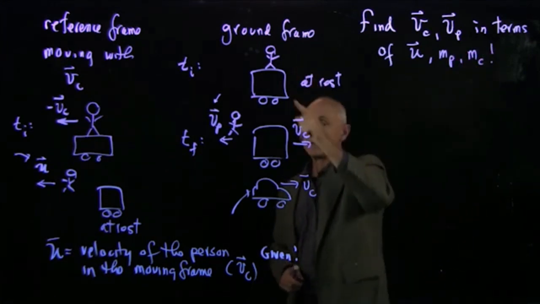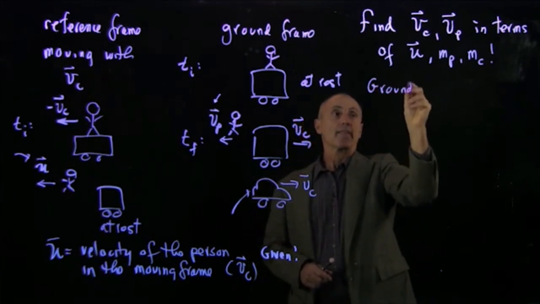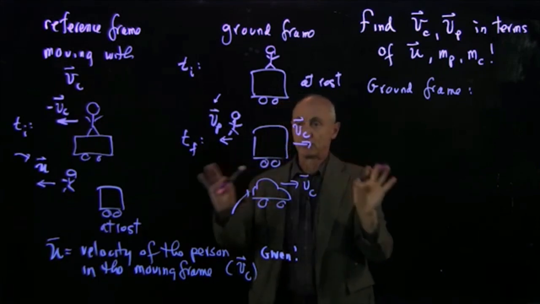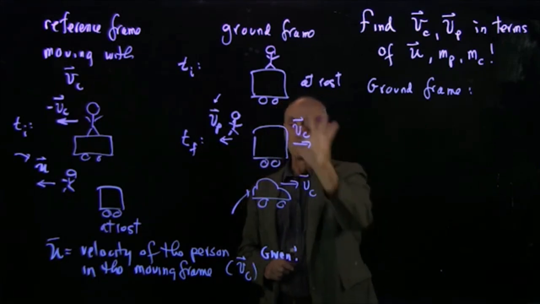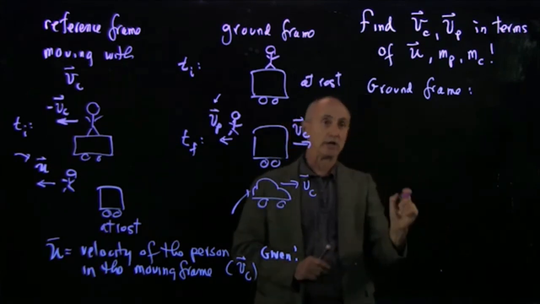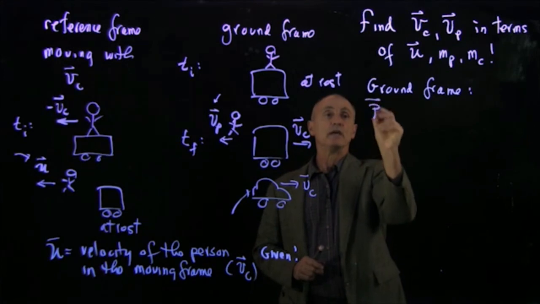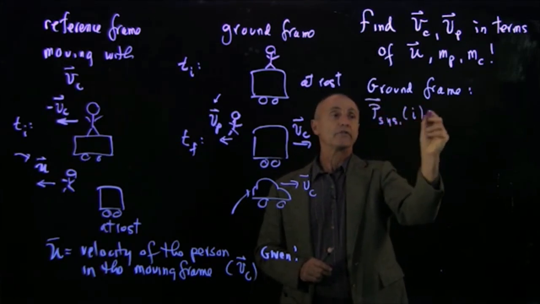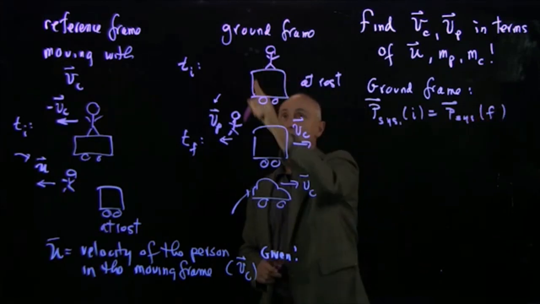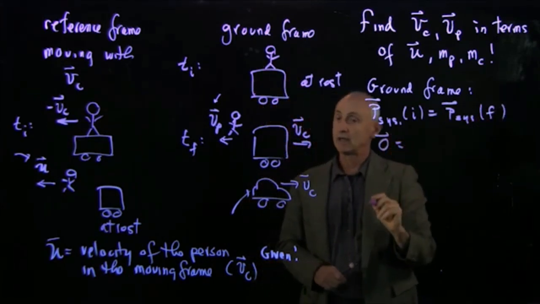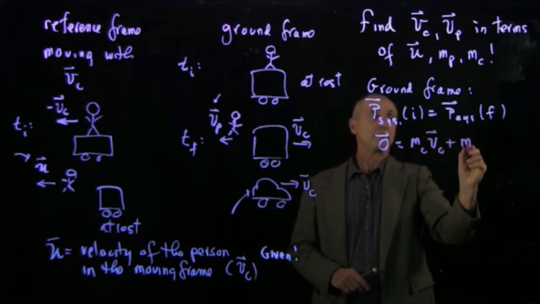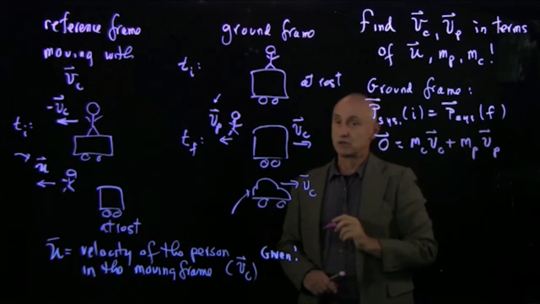Now, we'll use the ground frame first. Our assumption here is that the person jumped horizontally and that there are no external forces in the horizontal direction. So all of the vectors we've drawn are horizontal, and there are no external forces in the horizontal direction. Then we know that the initial momentum of the system is equal to the final momentum of the system. In our initial picture, nothing is moving. And in our final picture, we have m cart, v cart, plus m person, v person, and that equals 0.